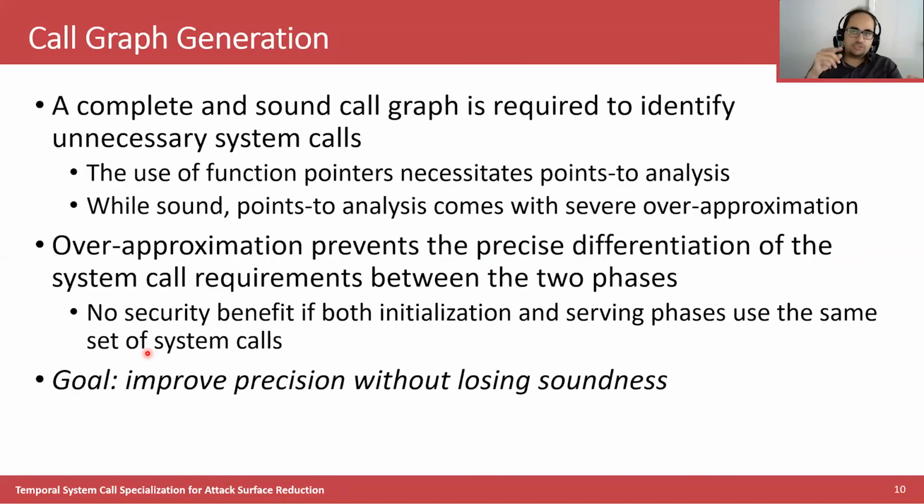So our first step is to generate the call graph. We need a complete and sound call graph to identify the unnecessary system calls. Due to the extensive use of function pointers, especially in the programs that we have considered, we need to perform points-to analysis. While sound, points-to analysis comes with severe overapproximation. The overapproximation is to an extent which prevents us from differentiating between the different phases of execution and their system call requirements, leaving us with no security benefit. So our goal here is to improve the precision without losing soundness.